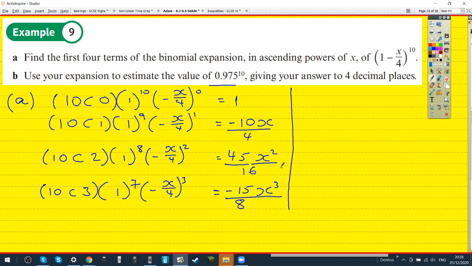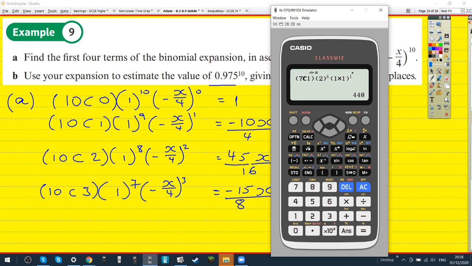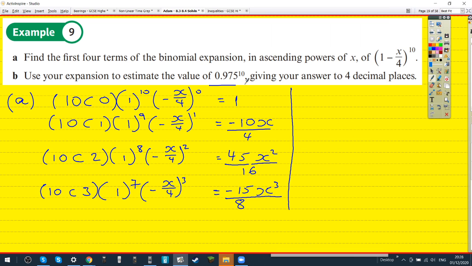No. So let me show you the wrong answer. 0.975 to the power of 10. Okay, so that's a very accurate answer to many decimal places. Yeah. What we're practicing here is using a binomial expansion to estimate a number. Spot the difference. 0.975 to the power of 10 and 1 minus x over 4 to the power of 10. What equals what?